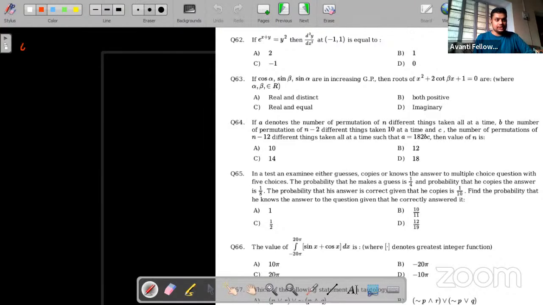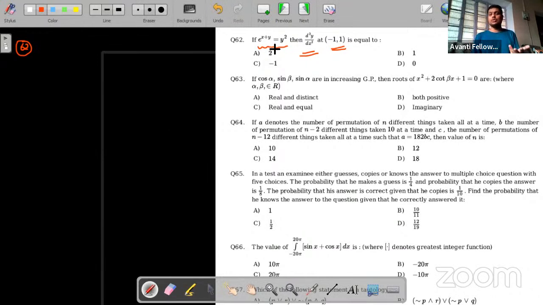So I'll solve a 60-second question here. Basically, what is given here is an equation in x and y, a function of x and y, and we have to find y double dash at the point (-1, 1). I think this is a very easy question. This is a MOD question, right?